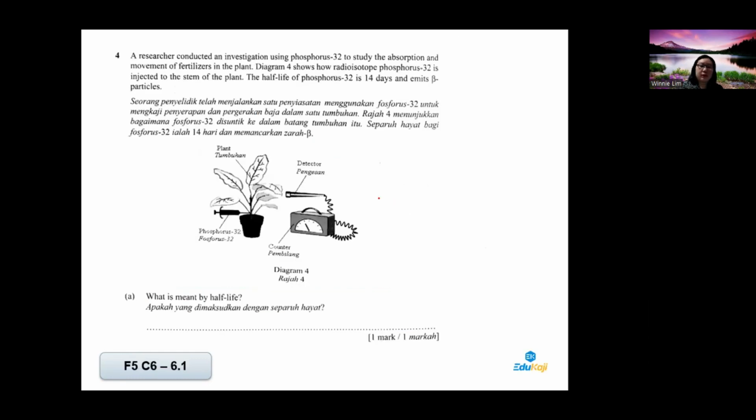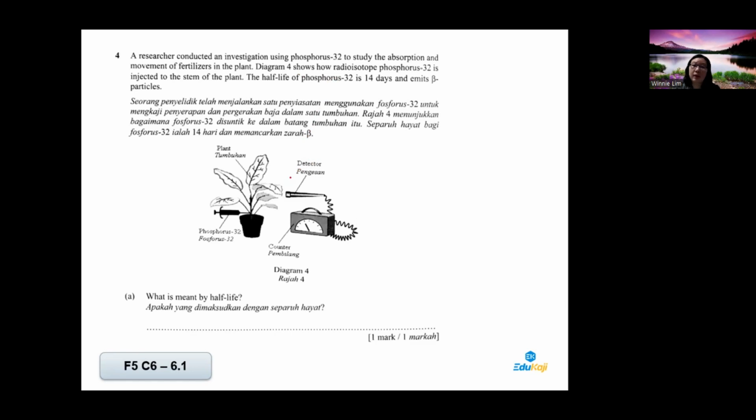Question 4 is on the Form 5 topic, radioactive decay. A research conducts investigations using phosphorus-32 to study the absorption and movement of fertilizer in the plant. Diagram 4 shows how the radioisotope phosphorus-32 is injected into the stem of the plant. The half-life is 14 days and it emits beta particles.